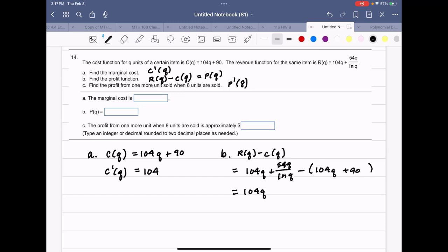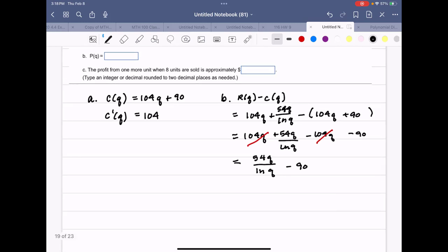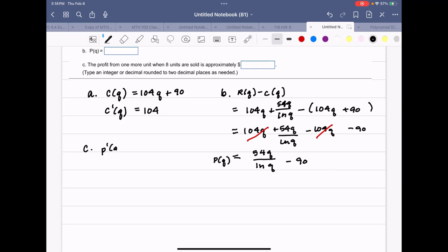So 104Q plus 54Q divided by the natural log of Q minus 104Q minus 90. So you've got to be sure you minus not just the 104, but also the 90. These are going to go to 0 because they subtract. I'm going to be left with 54Q divided by the natural log of Q minus 90. And then part C, remember this is our profit of Q. We're going to find P prime of Q, and then once we found that, we'll find P prime of 8.